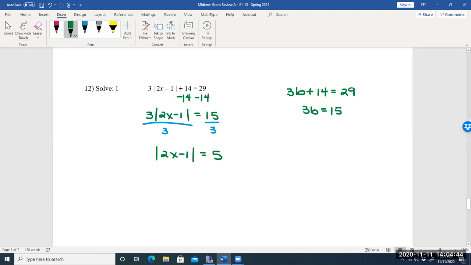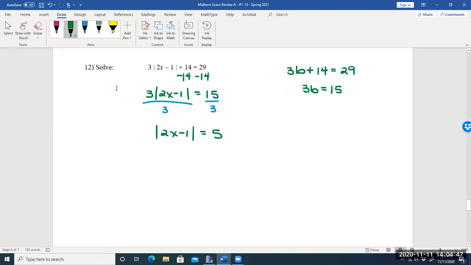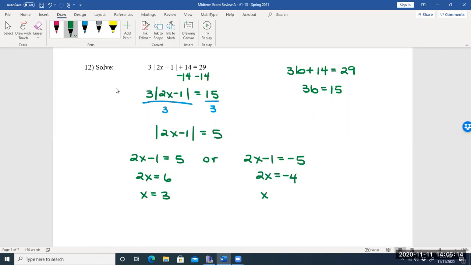Once you have your bars isolated, you create 2 equations, assuming that the number over on the right is positive, which it is in this case. And so our 2 equations are 2x minus 1 could be 5, or 2x minus 1 could be negative 5. So I'll solve these pretty quickly. I'm hoping that you can solve these on your own without much trouble. So our 2 solutions are 3 and negative 2.